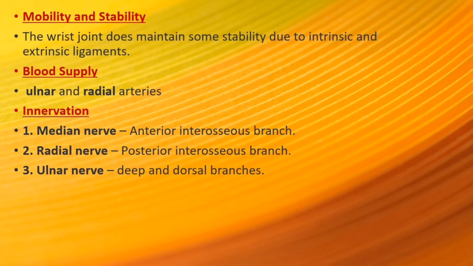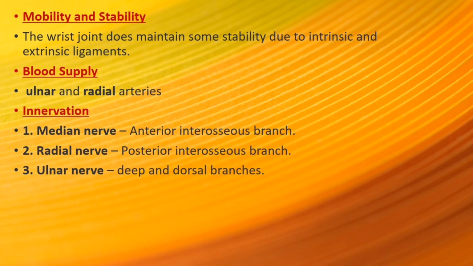Mobility and stability. The wrist joint is a highly mobile joint to allow the hand to move in several directions. Because of this, the wrist joint is prone to injury. The wrist joint does maintain some stability due to intrinsic and extrinsic ligaments. Intrinsic carpal ligaments, the tiny ligaments between the carpal bones, are short ligaments that provide stability but are easily damaged with excessive force or twisting due to their small size.